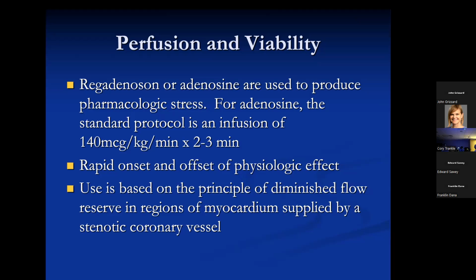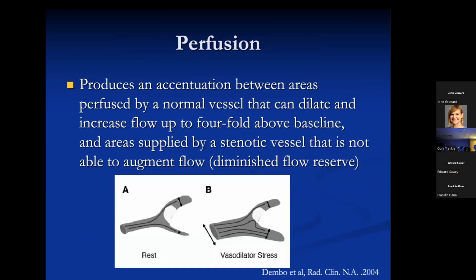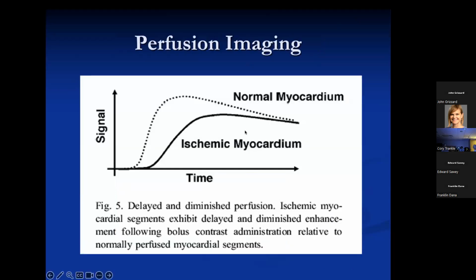And its use is based on the same principle that we are familiar with from nuclear medicine, where you're looking for diminished flow reserve in a region of myocardium supplied by a stenotic vessel, right? So in this instance, at rest, you have maximum reflex vasodilatation downstream from an area of stenosis. But when you do vasodilator stress and dilate up the normal vessel and increase its flow, this one cannot increase its flow, and it's going to appear as a relative flow deficit, because it cannot augment flow. And typically what you'll see is that ischemic myocardium will be both darker and slower to enhance, right? Relative to normal myocardium.